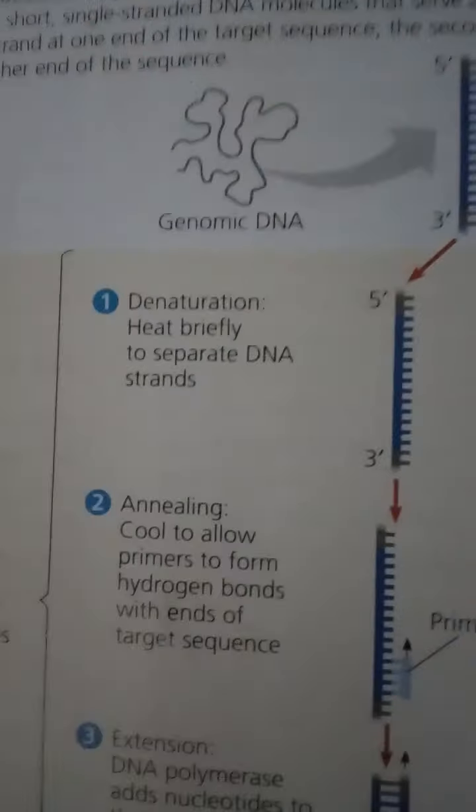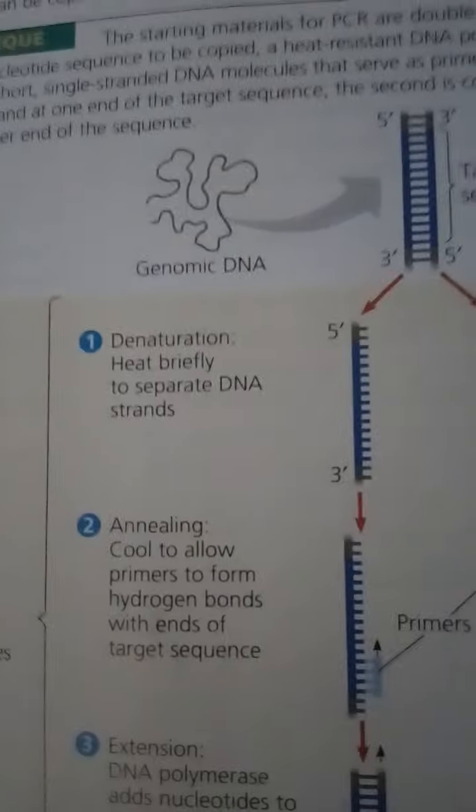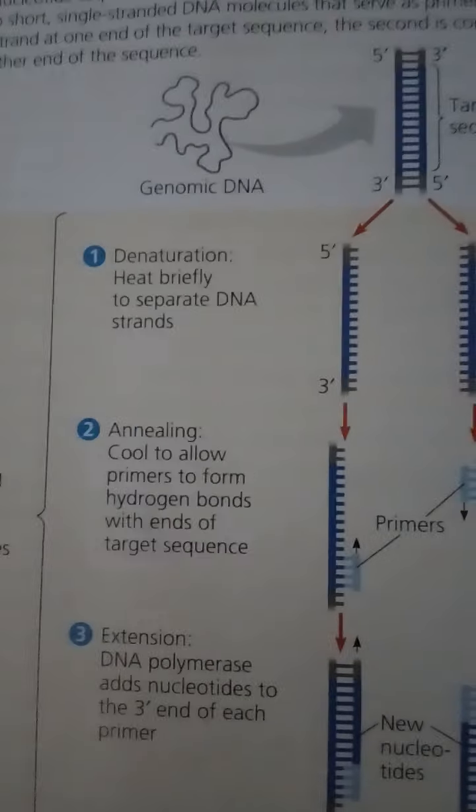During each cycle, the reaction mixture is heated to denature, which means separate, the DNA strands, and then cooled to allow annealing, hydrogen bonding, of short single-strand DNA primers complementary to sequences on opposite strands, like these. Notice that, at each end of the target sequence. Finally, a heat-stable DNA polymerase extends the primers in the 5 to 3 direction.